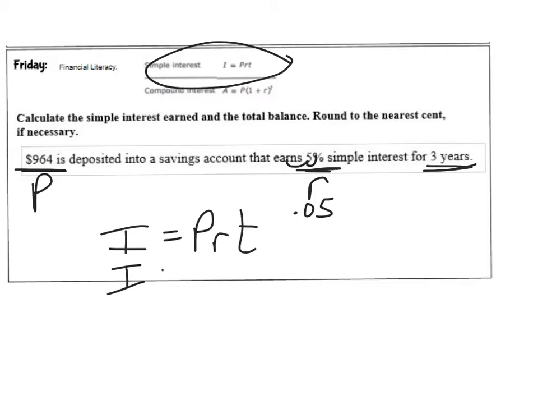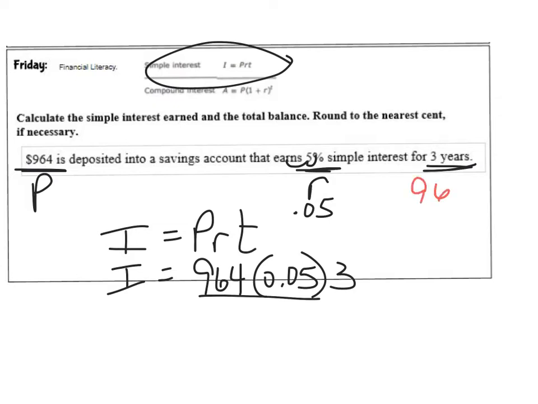So we have principal is 964 times 0.05 times 3. What I would do is the first two and then do the last one. So we're going to go ahead and multiply it. So that's going to be 20, 32, 48. And how many decimal places do you have? 2. So that's going to give you $48.20. But we still need to multiply it by 3.